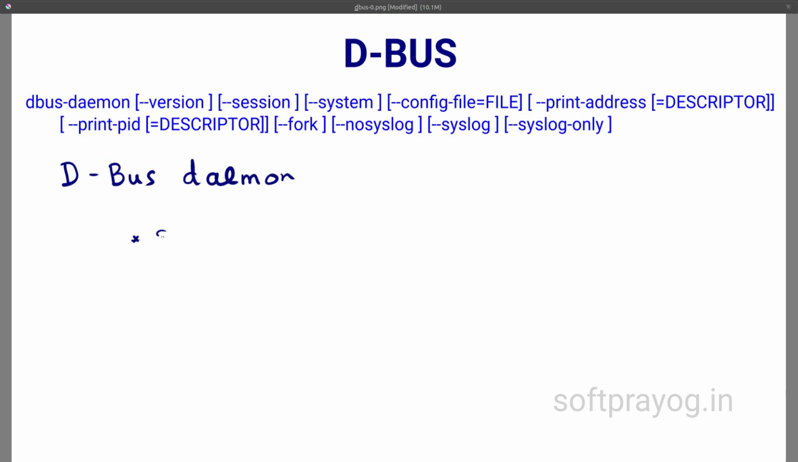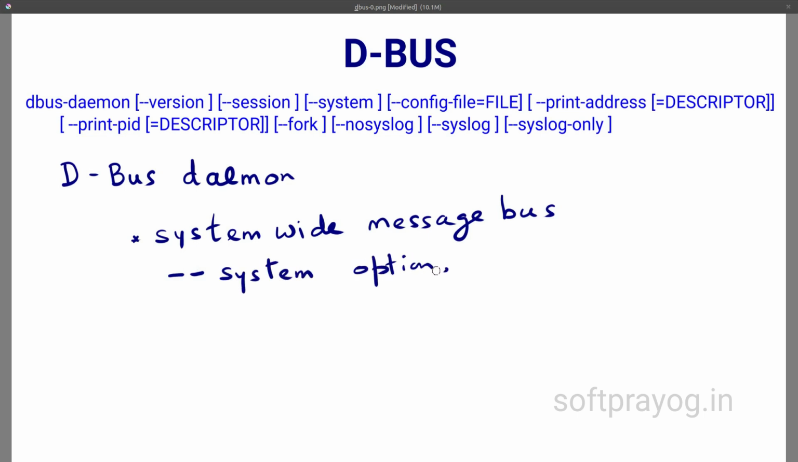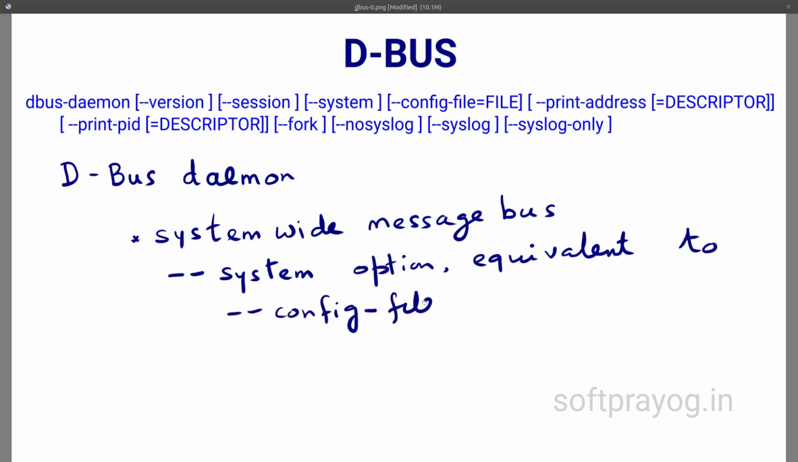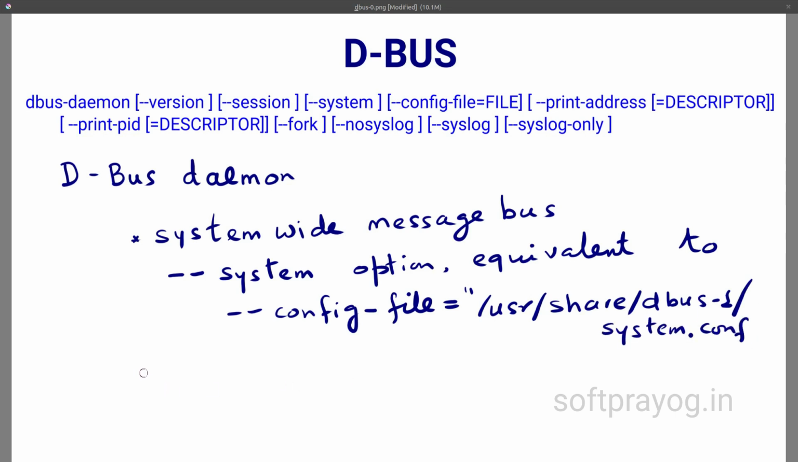The first is a system-wide message bus started with the init system and is simply known as the message bus. The system-wide message bus is used for broadcasting system events like adding or removing devices, changes to the print queue, etc. The system-wide message bus is started with the --system option, which is equivalent to the option --config-file=/usr/share/dbus-1/system.conf.